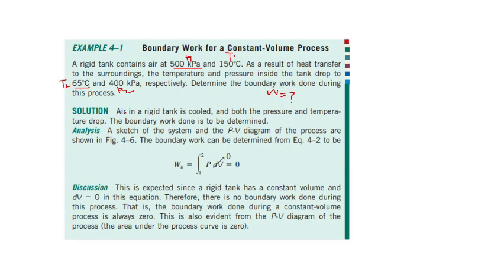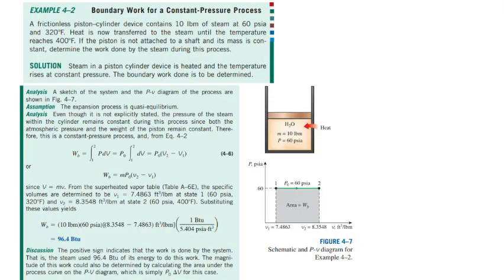So the solution is simple. Air in the rigid tank is cooled and both pressure and temperature drop. The boundary work is to be determined. Okay, so you know that the rigid tank has constant volume, dV is 0. So if dV is 0, work will also become 0.